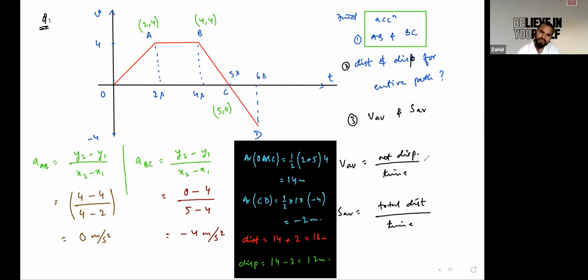Now, if we put all these values in the expression, average velocity is net displacement, which is 12, over total time, which is 6. So it will be 2 meter per second. Average speed is total distance, which is 16, over total time, 6. So it will be 8 by 3 or 2.67 meter per second. Is it clear to you all till this part? Yes, sir.